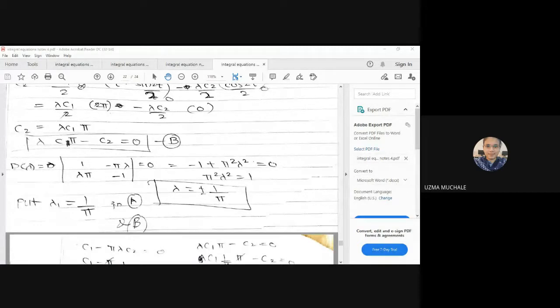Why this paper is there in your syllabus: if you're going to appear for any PhD examinations, or if anyone wants to do research in integral equations, it will be useful. Because as I told you from the beginning itself, I haven't given you any geometric interpretation and all, because these are things we have already seen.